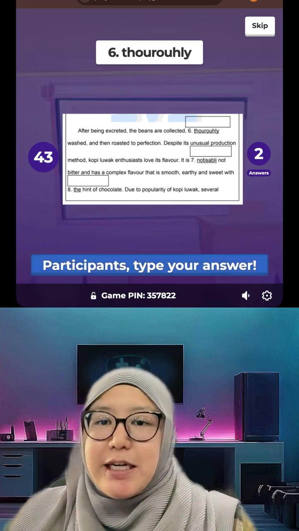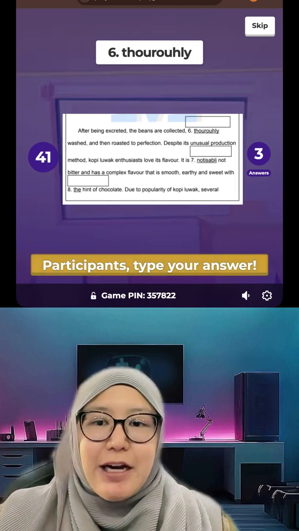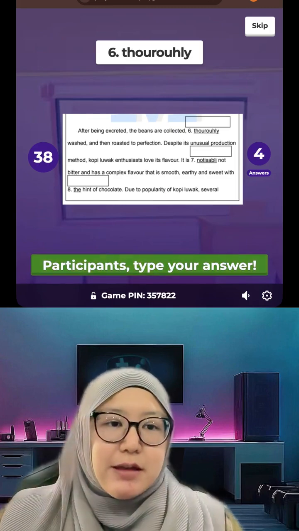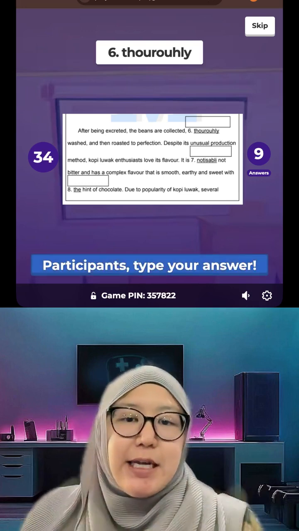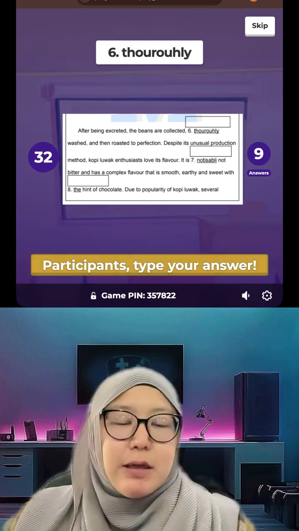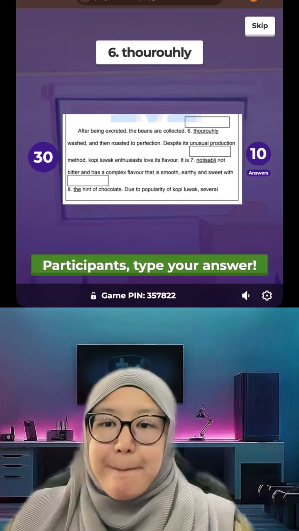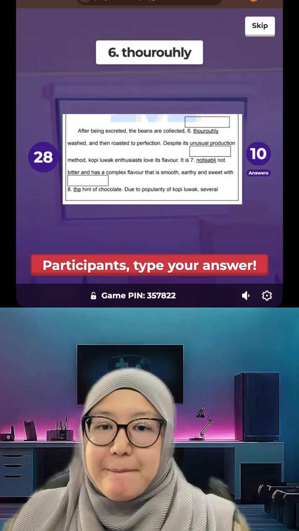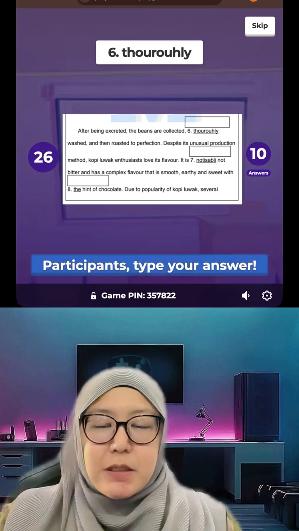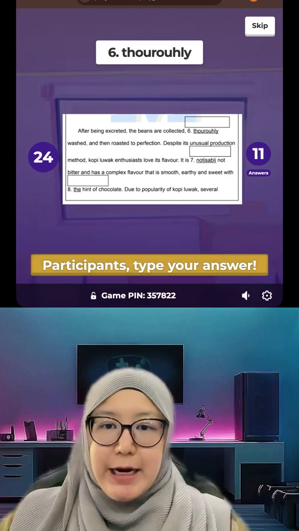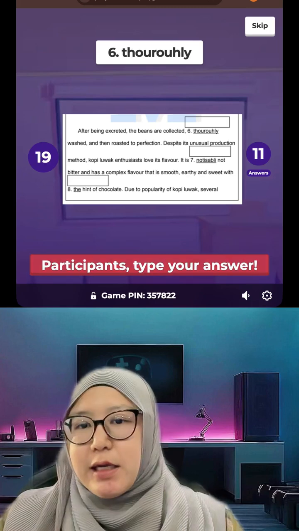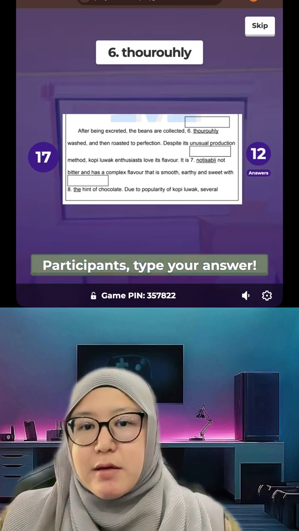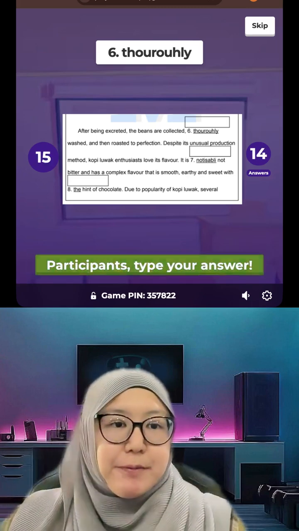After being excreted, the beans are collected, thoroughly washed. Thoroughly. So, how to spell thoroughly correctly? Thoroughly. The spelling is almost right, but it's missing, I think, an alphabet. Thoroughly.